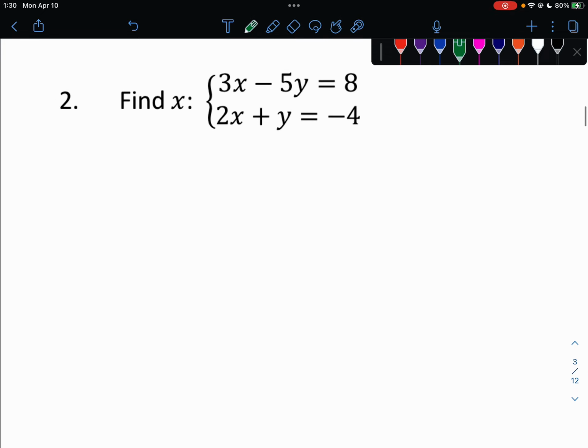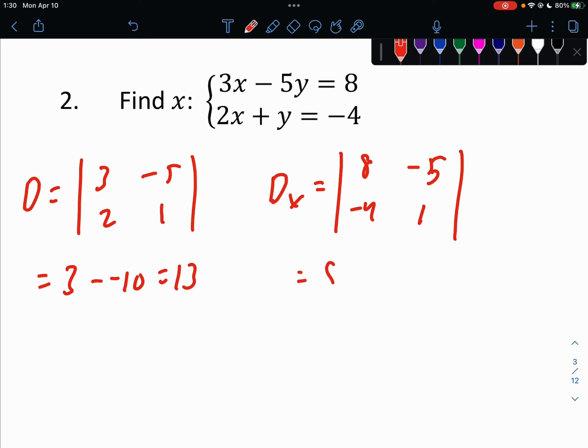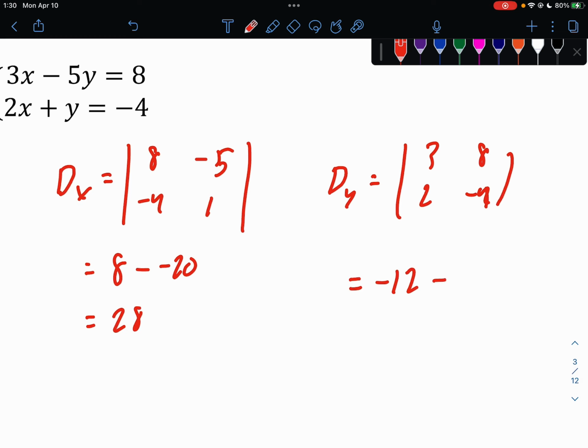Number 2. So again, we'll find our original determinant, 3, negative 5, 2, 1. And that's going to be 3 minus negative 10, or 13. So our dx matrix would be 8, negative 4, negative 5, 1. And that would be 8 minus negative 20, or 28. And our dy matrix would be 3, 2, 8, negative 4. So it'd be negative 12 minus 16, which is negative 28.